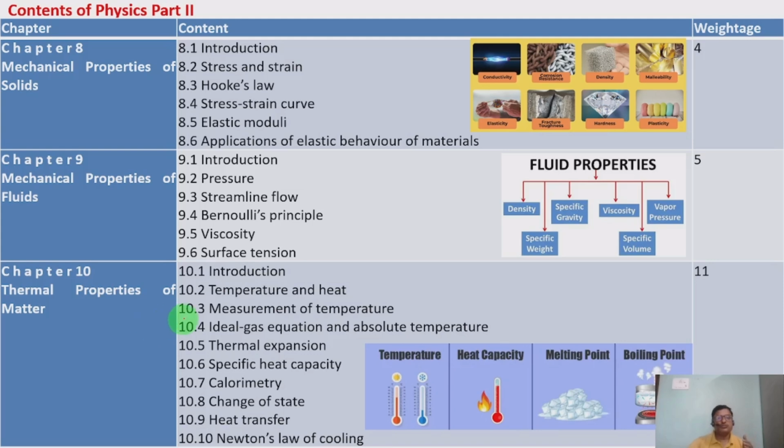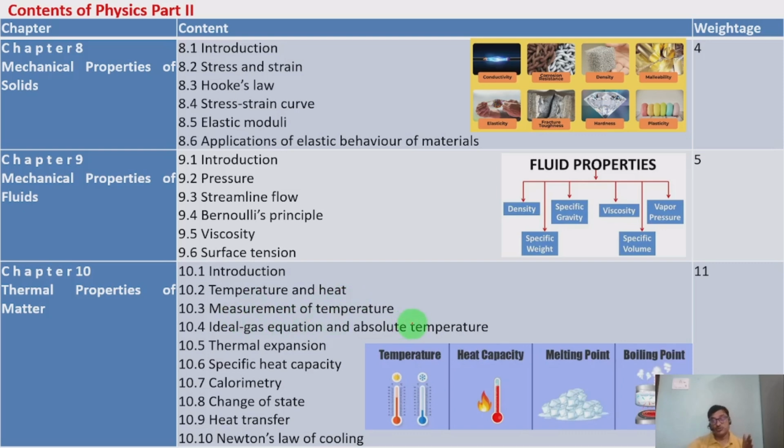Chapter 10, thermal properties of matter. The thermal properties that matter has. 10.1 will have the introduction. 10.2 Temperature. The measure of hotness or coldness is the temperature. And heat is a form of energy. And 10.3 will take the measurement of temperature.